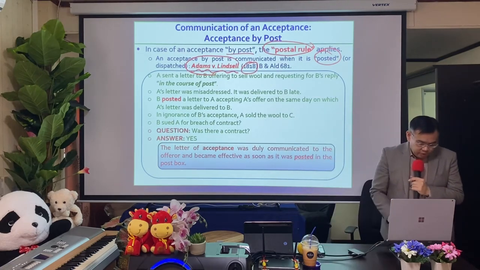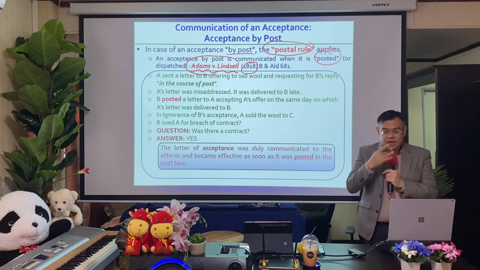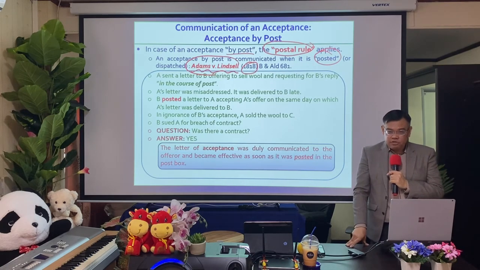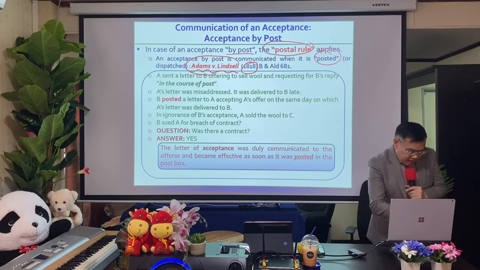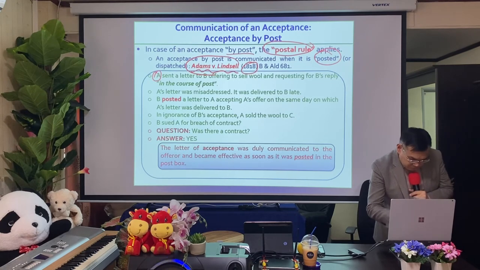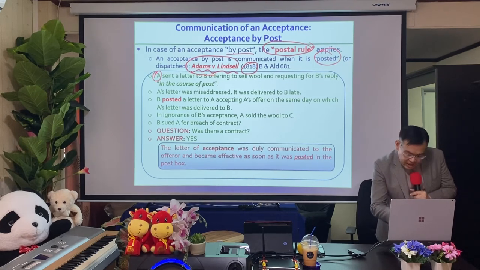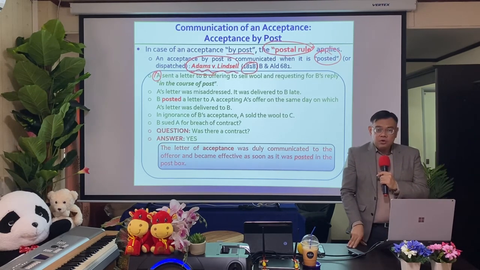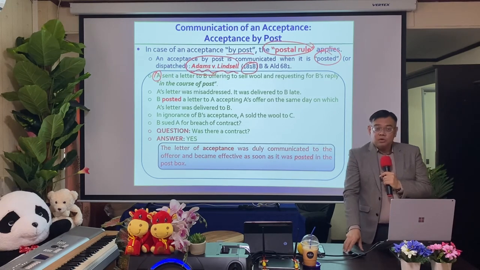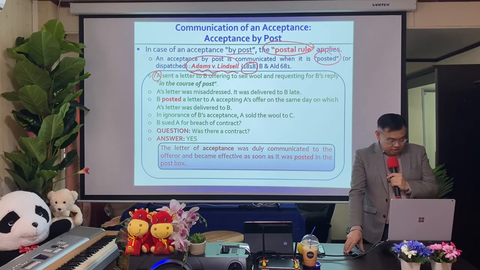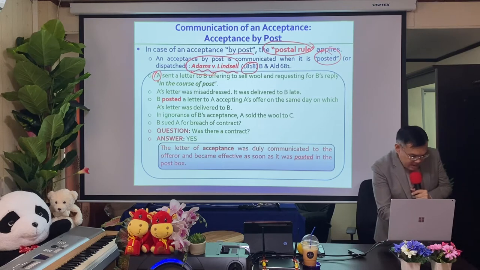So in this case, what happened is the communication between the seller and the buyer, A and B. I'm just trying to change the language into A and B in order for you to understand this one much better, okay? A sent a letter to B.